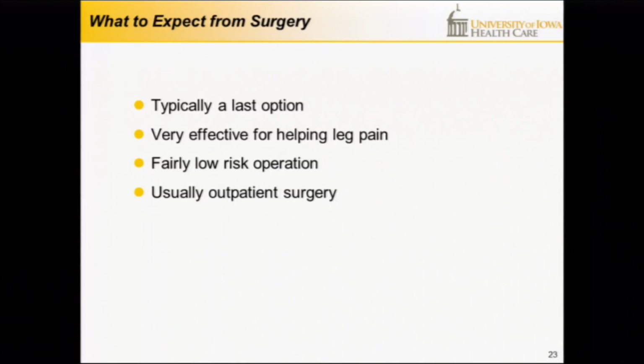In my experience, this is about a 45-minute operation. If we have a patient that we do a discectomy on first thing in the morning, we can usually have them as an outpatient home around lunchtime.